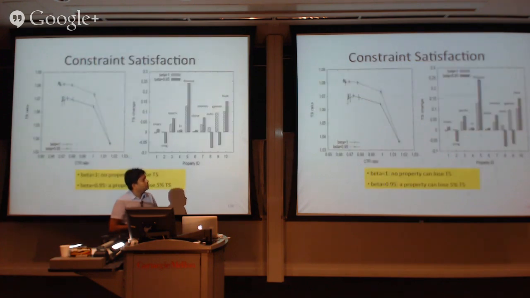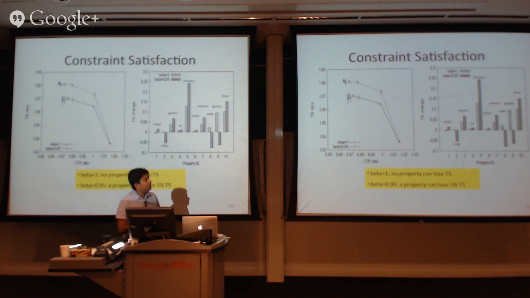So this is showing you beta equals 1. Again, I'm not going through all the details, but let me tell you what beta equals 1 means. Beta equals 1 means you maximize time spent, and you can lose 5% clicks, but you cannot lose any click at all for all the downstream properties. Very strong constraint.